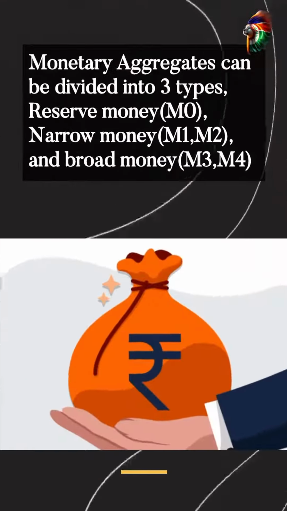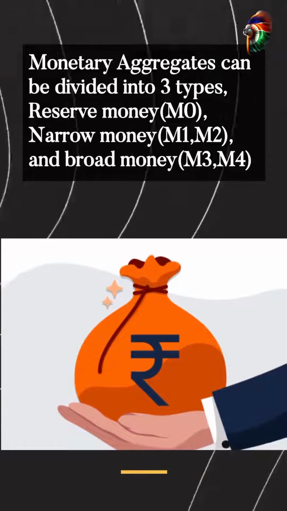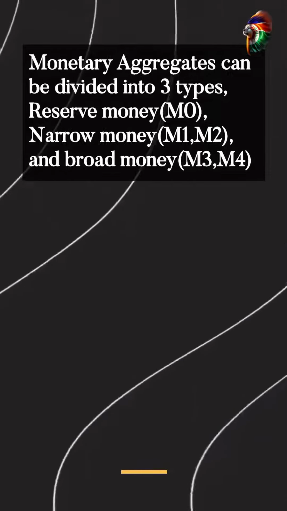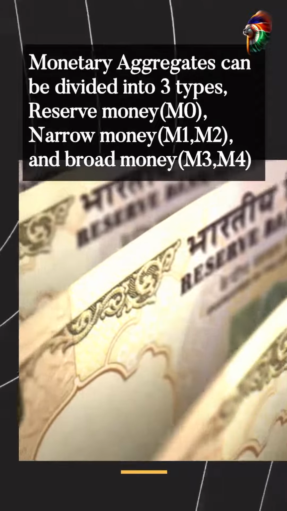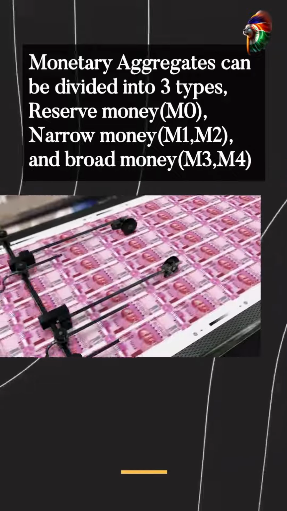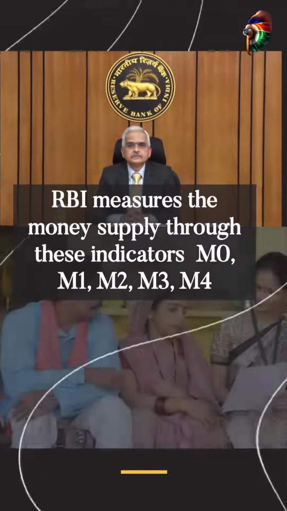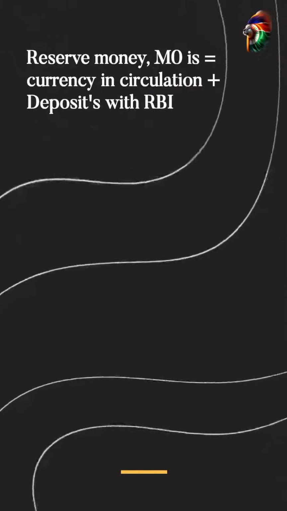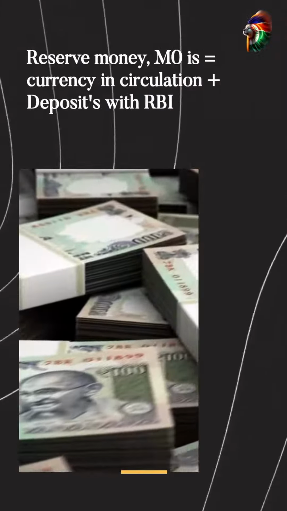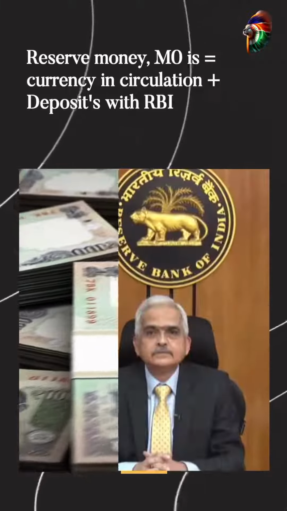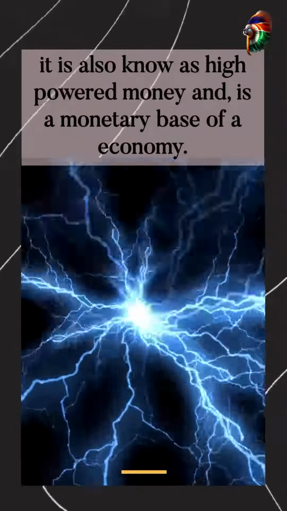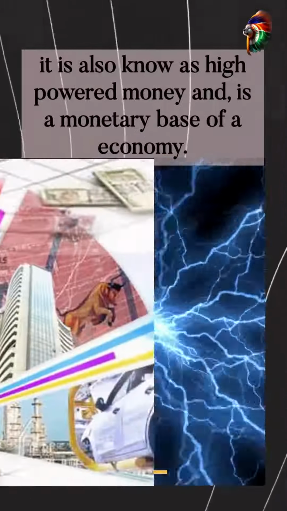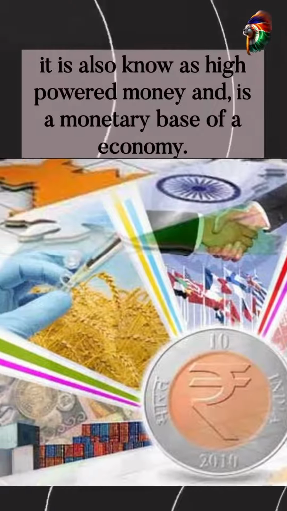Monetary aggregates can be divided into three types: reserve money, M0, narrow money, M1, M2, and broad money, M3, M4. RBI measures the money supply through these indicators. Reserve money, M0, is equal to currency in circulation and deposits with RBI. It is also known as high-powered money and is the monetary base of an economy.